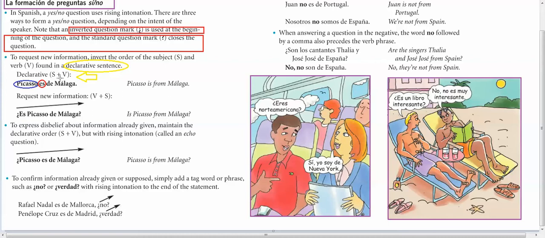Okay, so in a declarative sentence, you're gonna have your subject and then your verb, which is what you've got going on down here. Picasso es de Málaga. When you want to request new information, you're going to switch it around. You're going to put your verb before your subject. So you can see now that Picasso is here, and es is here. Es comes first this go round. And that's in a question in which you're requesting new information.